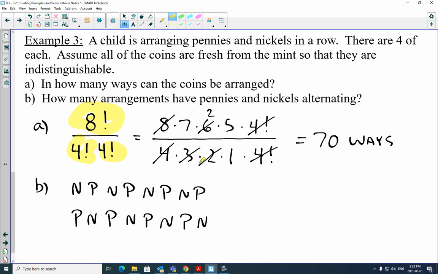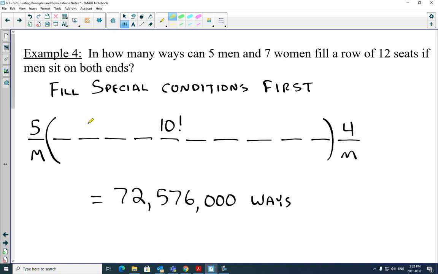Okay, so that's that first page there. Flip it to the next page. So example 4. What you have is 5 men and 7 women. Now we're going to talk about restrictions. And we have 12 seats. So if you look here, I did 12 lines because that's my 12 seats. Now, here's the deal. There's 5 men in total, and they have to sit on either end. So the first man here, there's 5 ways. One of those is already gone, so the man on the other end is 4 ways.